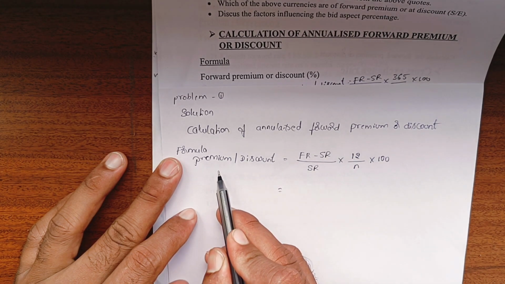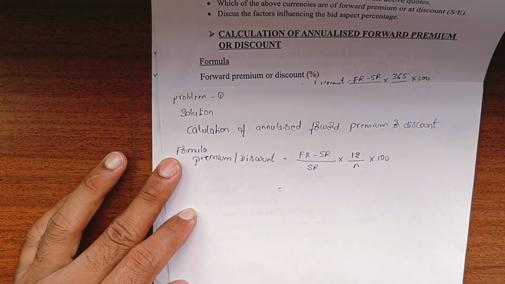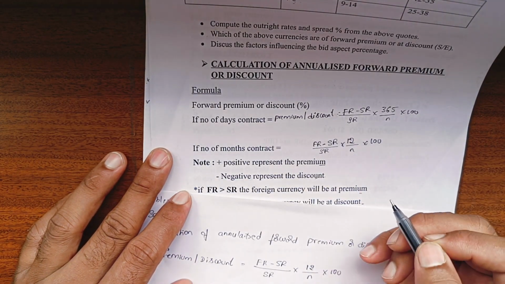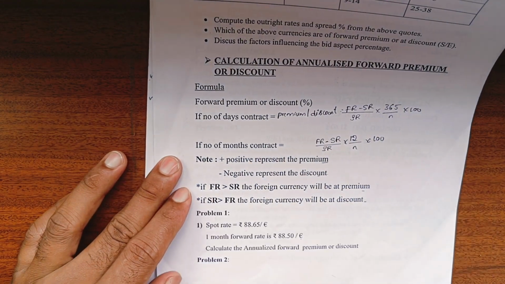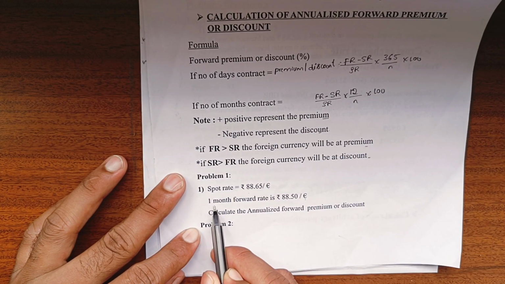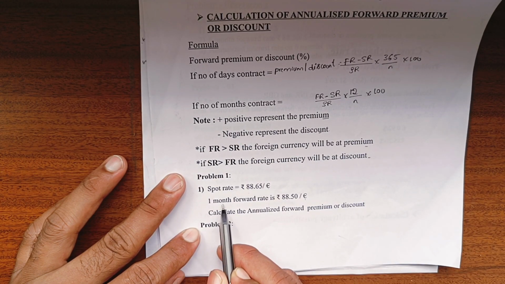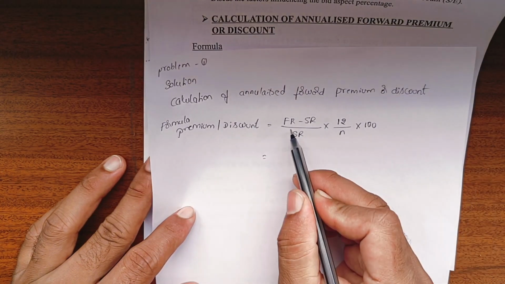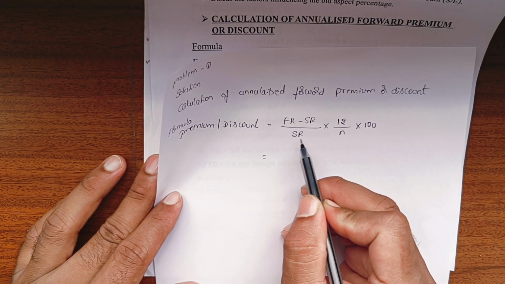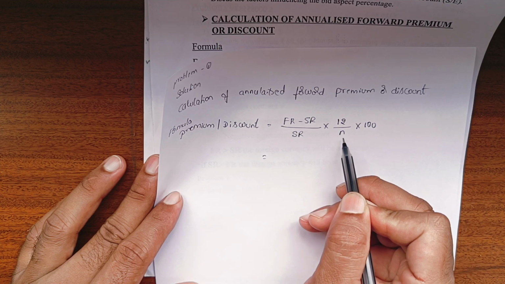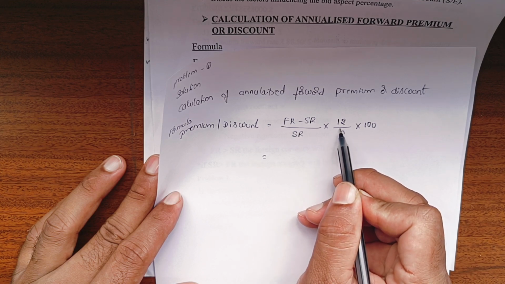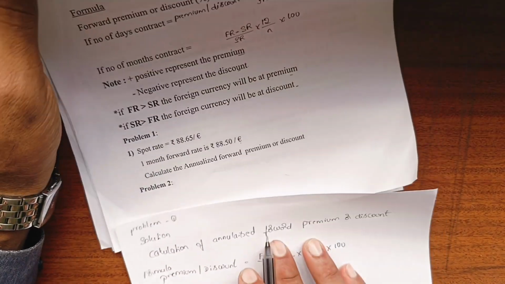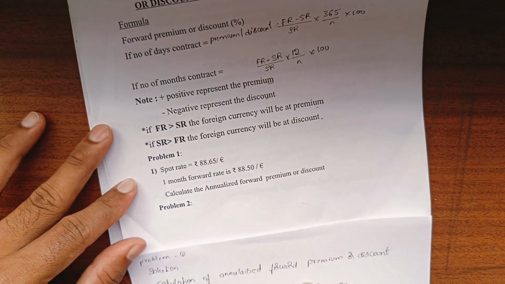We need to write the formula. So what is the formula? There are two types, as I told: if the number of days is given, or if the number of months is given. So in the problem, what is given? A 1 month forward rate. It is related to months, not days. If 1 month is given, then the formula is forward rate minus spot rate divided by spot rate, into 12 divided by n. Why 12? Because the number of months is mentioned, into 100. If this is clear, then we can do the problem.